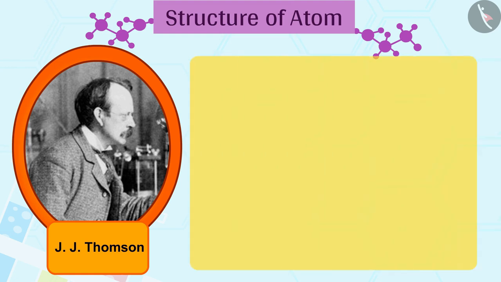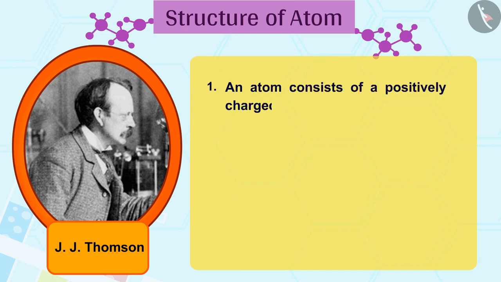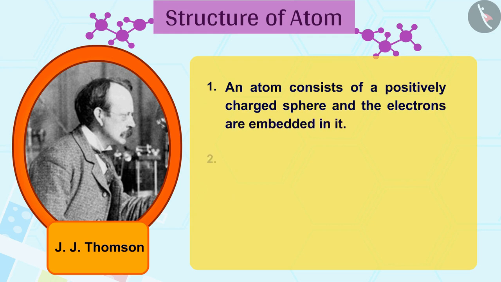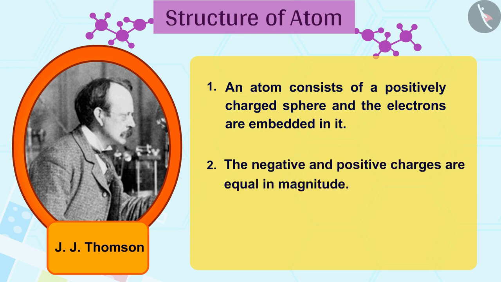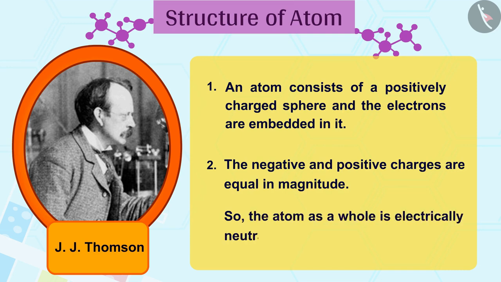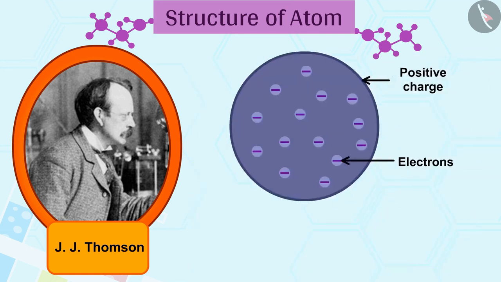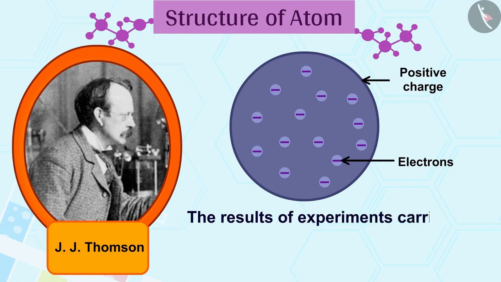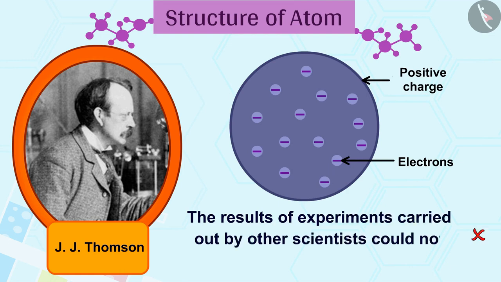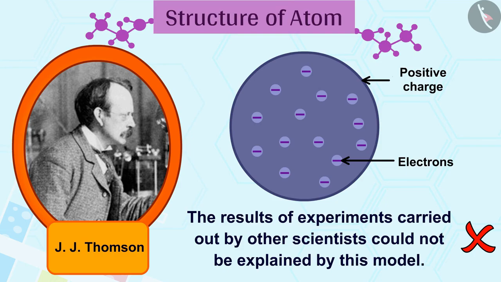Thomson proposed that, one, an atom consists of a positively charged sphere and the electrons are embedded in it. Two, the negative and positive charges are equal in magnitude, so the atom as a whole is electrically neutral. Although Thomson's model explained that atoms are electrically neutral, the results of experiments carried out by other scientists could not be explained by this model.